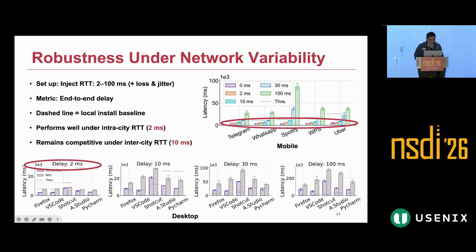As we can see, StreamBus performs well under intra-city latency around 2 milliseconds, where the performance is close to or below the local install baseline. Moreover, it maintains good performance under inter-city latency around 10 milliseconds, with most applications still below the local install threshold. This shows that despite increasing network delay, execution-aware prefetching effectively masks the latency, keeping end-to-end performance stable.